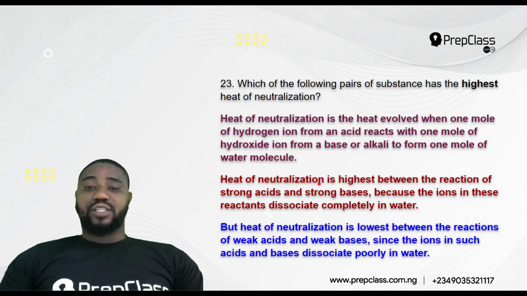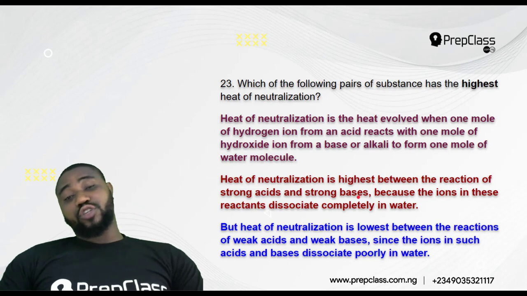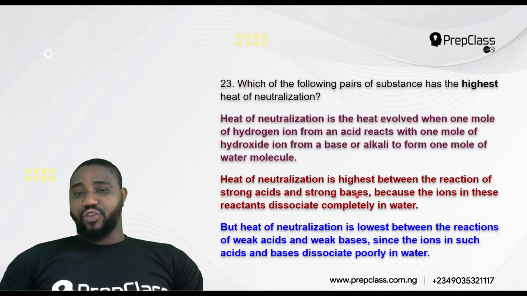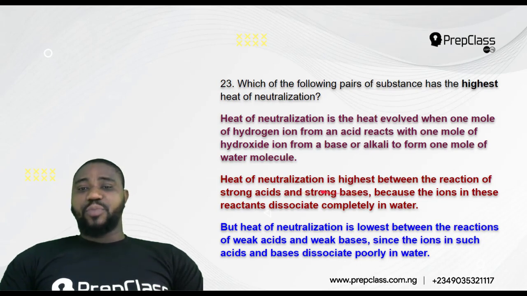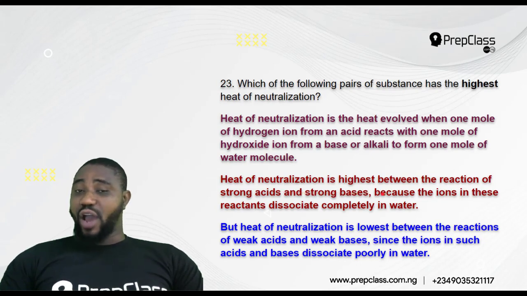Now, the heat of neutralization is highest between the reaction of strong acids and strong bases. Why? Because the ions in these reactants dissociate completely in water. Not only do they dissociate completely in water, they have higher concentration of hydrogen ions and hydroxide ions. So strong acid has a high concentration of hydrogen ions. Strong bases have a high concentration of hydroxide ions. So because the concentration is higher in these two, and they dissociate completely in water, they will give a high heat of neutralization.